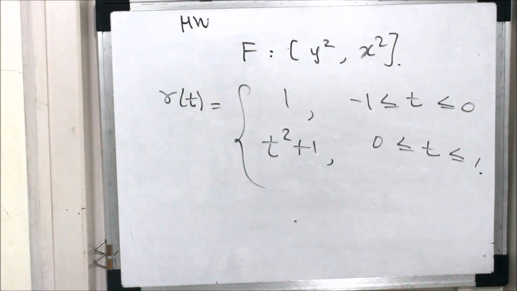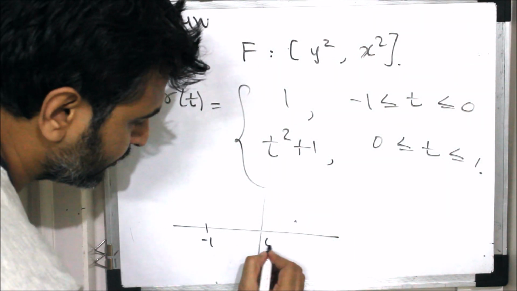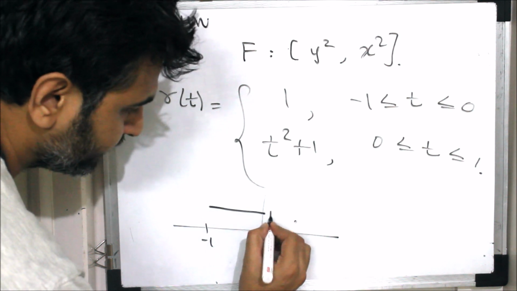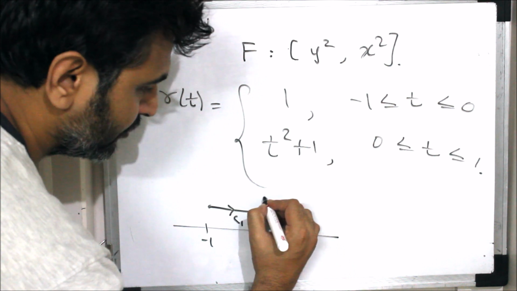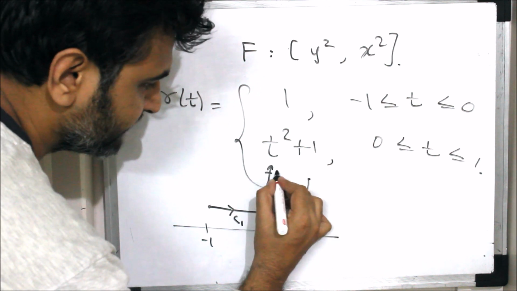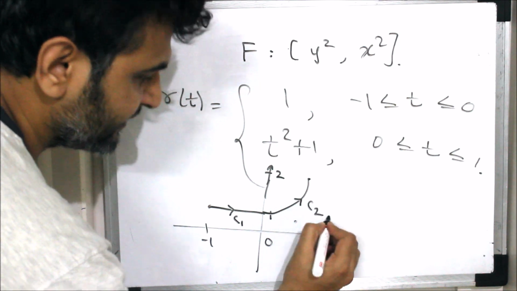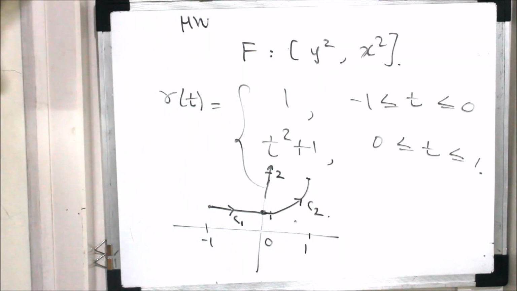So one can see that this is a parameterized curve, and okay, let me draw the curve. So what is the curve? From minus 1 to 0, the function is what? 1. This is my C1. And from 0 to 1, what is the curve? This is my C2. So C2 is from here to here, and C1 is from here to here.